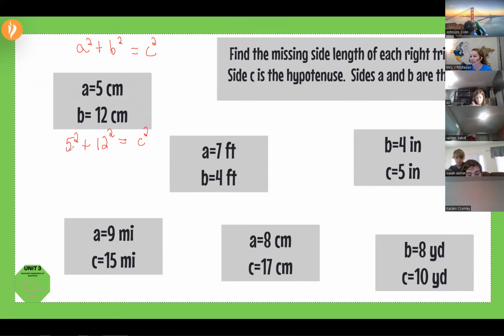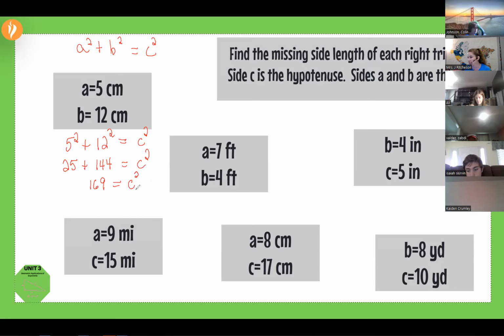All right, so now we're going to do exactly what it says. We're going to square 5. What's 5 squared? 25. What's 12 squared, you guys? 144. Thank you, Jimena. Thank you, Hayden. Thank you, Ashlyn. And we don't know what C is. So now we're going to add together 25 and 144. And we get 169. Now 169 is what C squared equals.